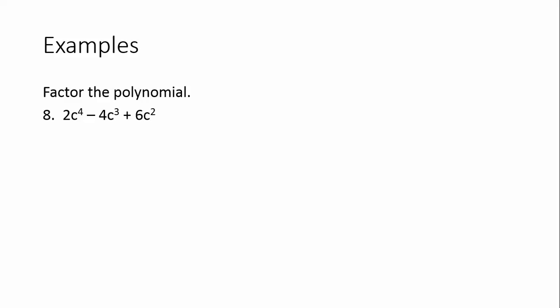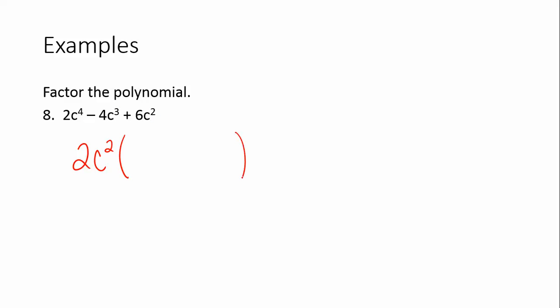Again, pause the video here and try this one on your own. So I'm looking at 2, 4, and 6. The largest number that goes into all three of those evenly is 2. So the greatest common factor is a 2. We have c to the 4th, c cubed, and c squared. So again, it's the lowest exponent in common. They all have c's in common, and the smallest exponent is a 2.